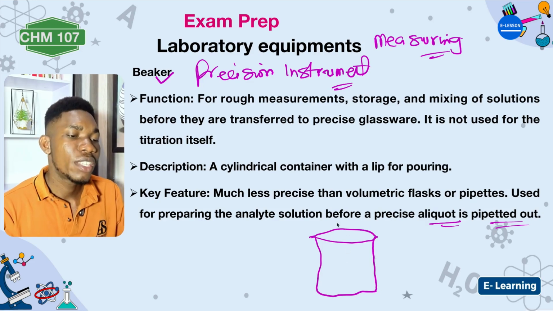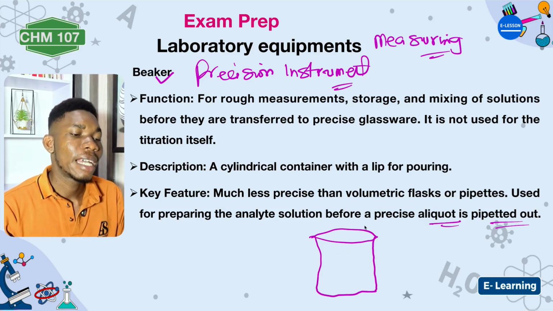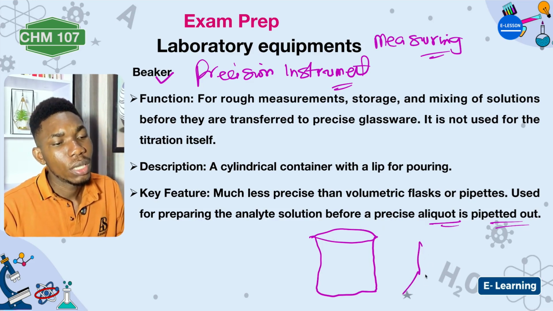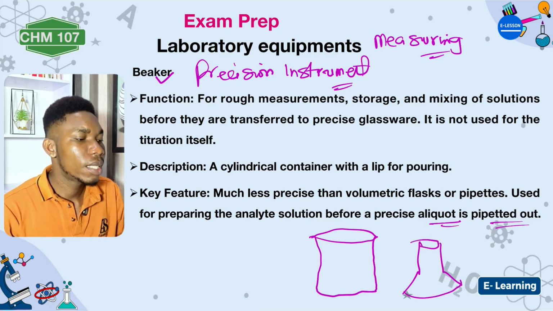You first of all use this one to prepare the analyte. That is what you are looking for. Then you now take a pipette, which is more precise, to measure a specific volume and transfer to the what? To the conical flask. Is that okay?